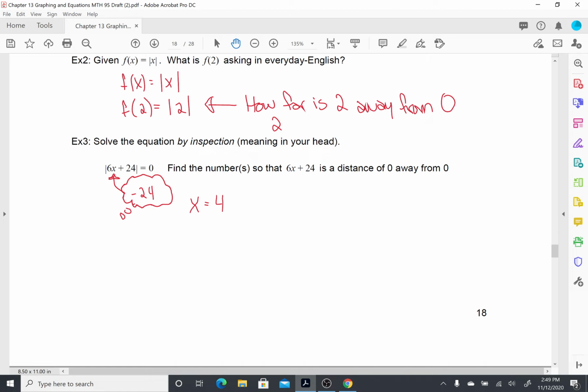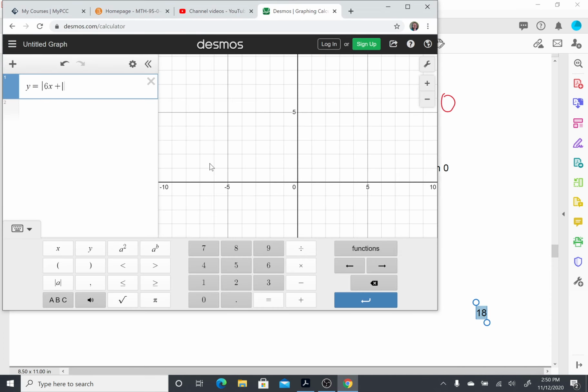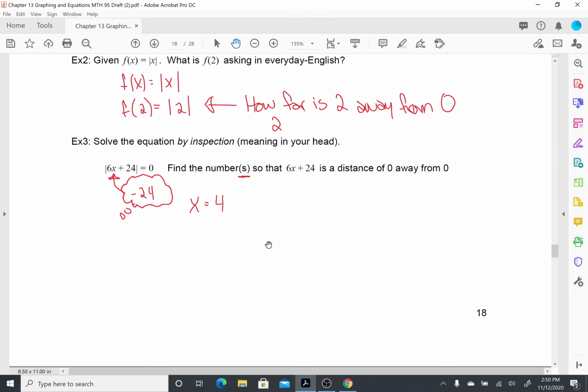I'm also wondering if there's another answer. Could there be another number that allows it to equal 0? Because it does say numbers. I don't know. It makes me want to look at it graphically to see if there were 2. Let's see. Yeah, just the one, just negative 4. Okay, well, negative 4. Oh yeah, I'm making negative 24. Negative 4. I made a mistake. Good thing I checked my work.